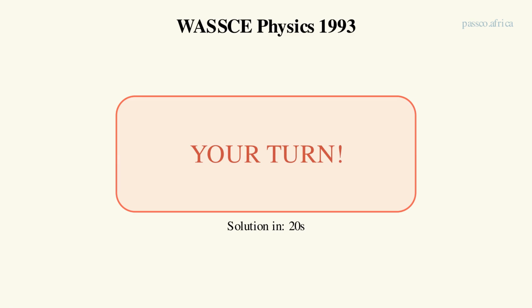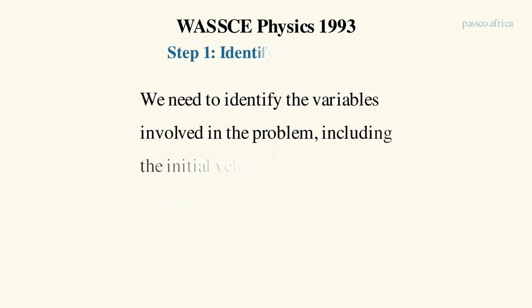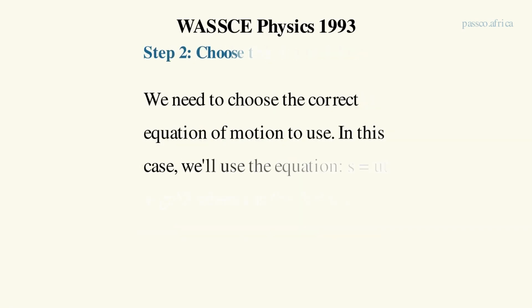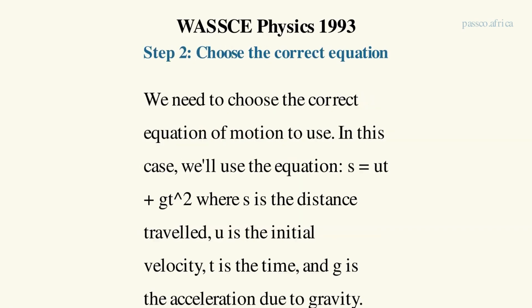Step 1. Identify the variables. We need to identify the variables involved in the problem, including the initial velocity, the acceleration due to gravity, and the time for which the body falls. Step 2. Choose the correct equation. We need to choose the correct equation of motion to use.